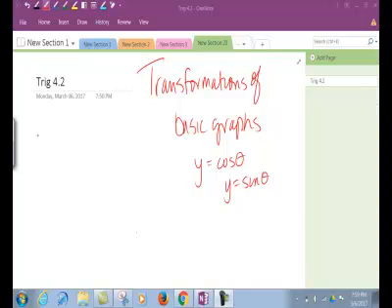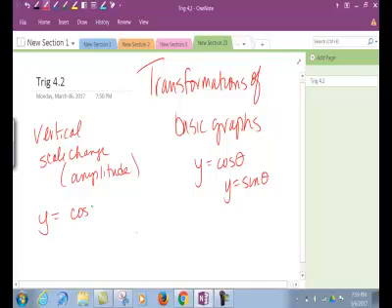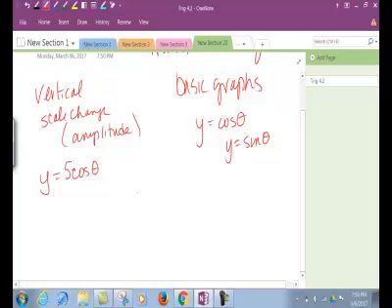We're going to start out with the first one, which is a vertical scale change. And what this affects is the amplitude of the function. So if we have y equals cosine of theta and we put a 5 out in front of it, multiplied by the cosine of theta, we remember from our transformations that this means that the y values are times 5, or 5 times as tall.